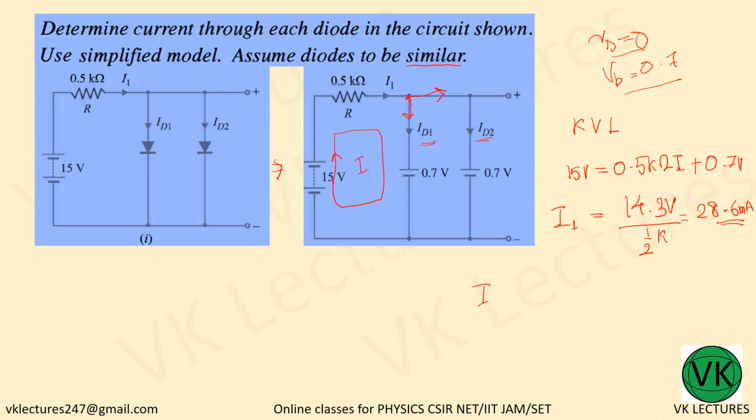So what is ID1? ID1 is nothing but I1 divided by 2, which is 14.3 milliampere. Both 14.3 milliampere currents pass through both the branches and come back to the negative terminal of the voltage source, rejoining there. Here ID1, here also ID2. So ID1 plus ID2 gives 28.6 milliampere here. The question is to find ID1 and ID2, and both are equal to 14.3 milliampere.